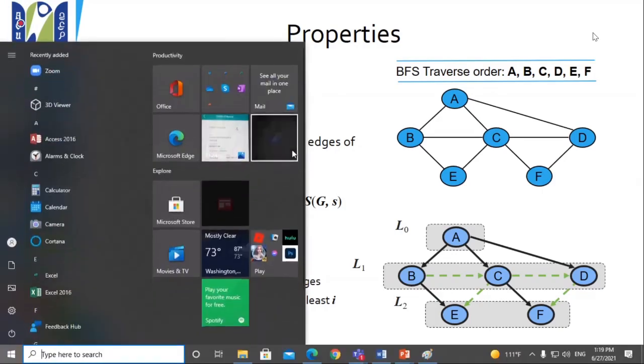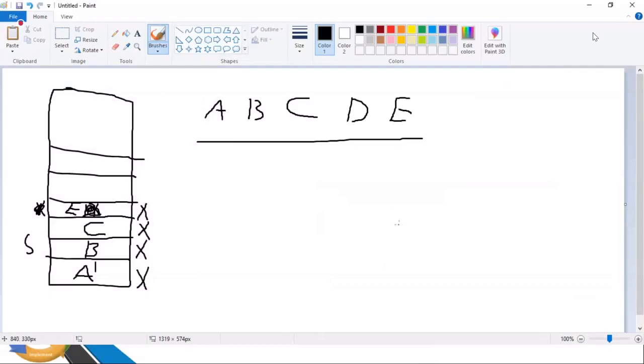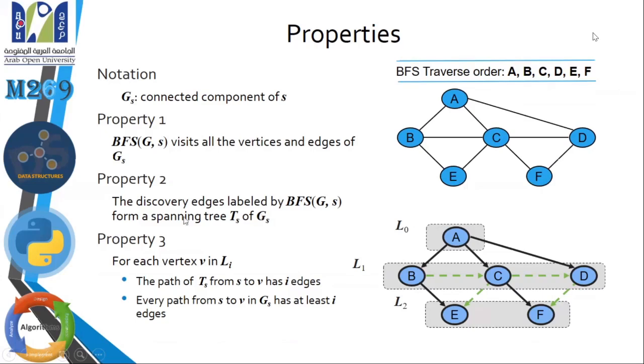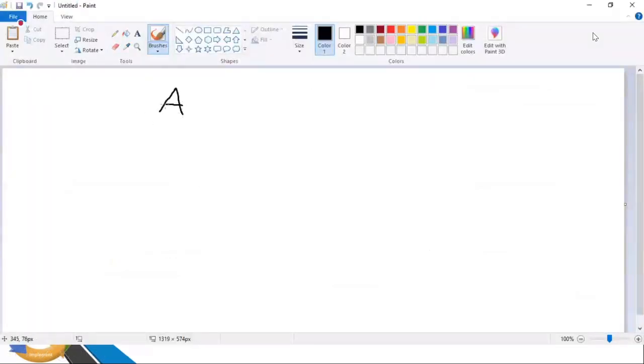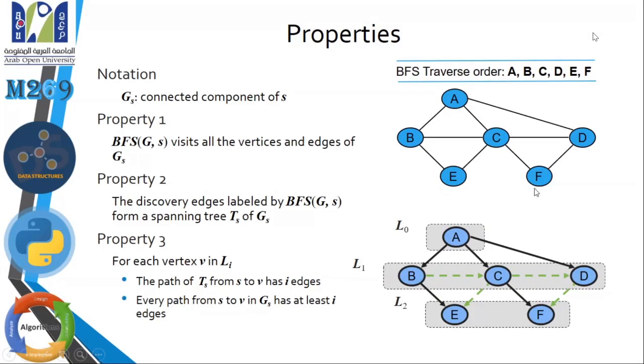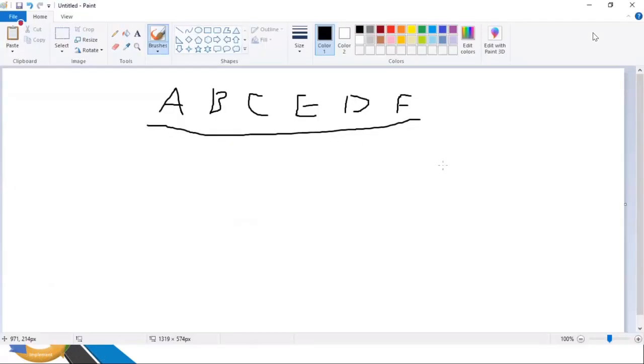The stack from the last to the first: A, B, C, E, D, F. Repeat it again please. A, B, C, E, D, F. Excellent. This is the stack. Okay, no problem. Now we will solve it. I will solve it in a different way. Then I need you to check your answer. It could be correct.